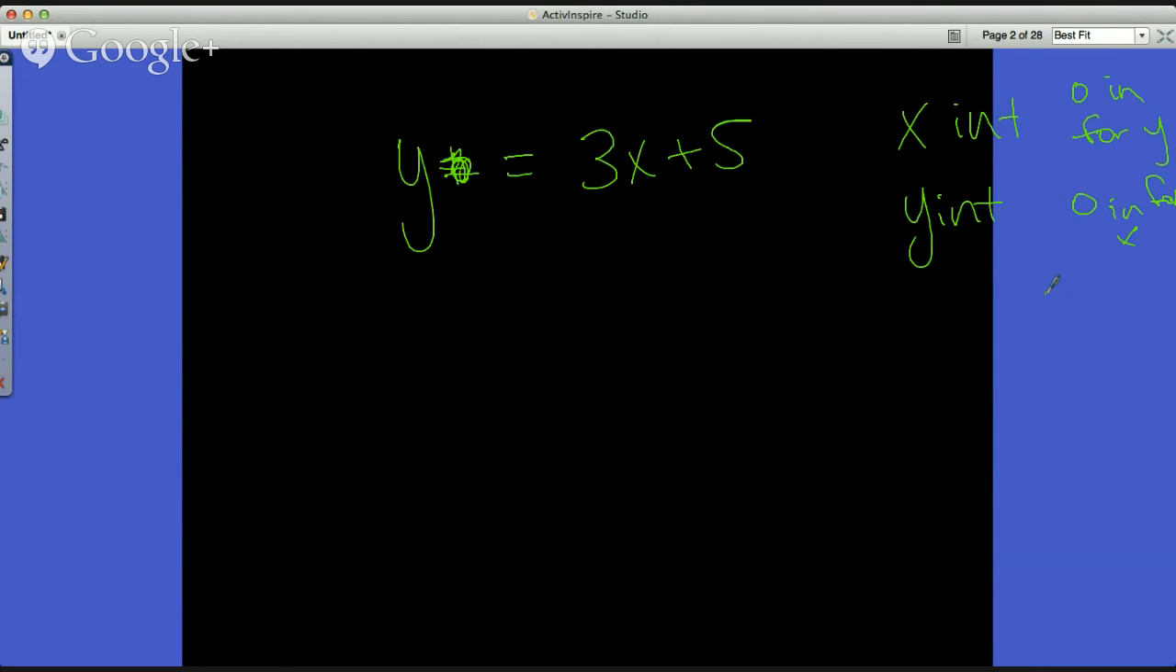So let's say this one's a good example of that. If I say find what the x-intercept is, I plug 0 in for y. So 0 equals 3x plus 5. So this is for the x-intercept. What would I do to solve?